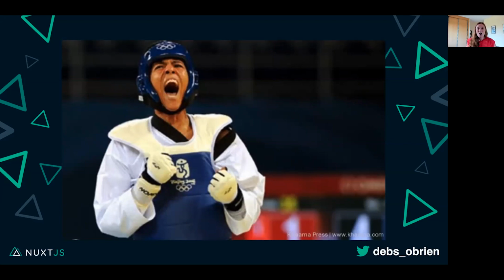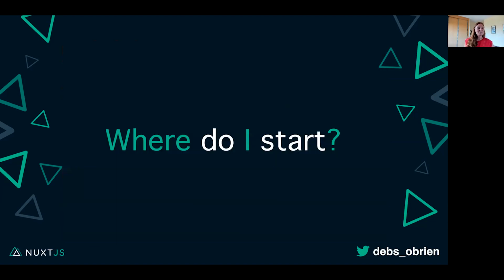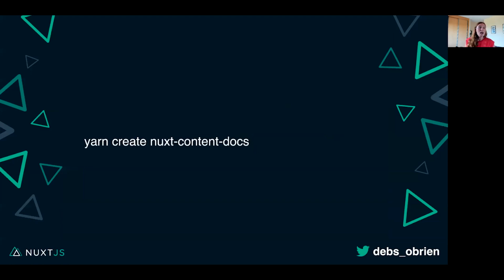So yeah, where do I start? That's the question we're all asking. Where do I start? I want to do this right now. I want to just code straight away. Where do you start? Basically, really simple: yarn create nuxt-content-docs and add your project name. That's all you need to do. Really simple. And you can put it into an existing project.